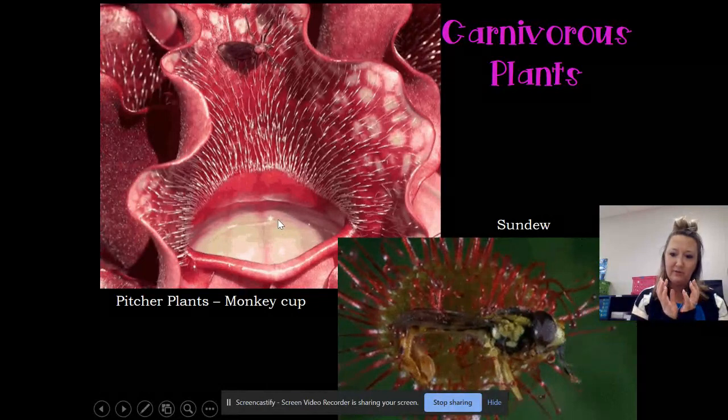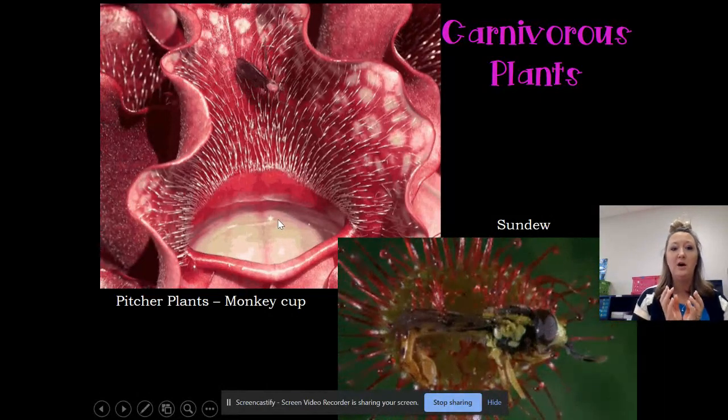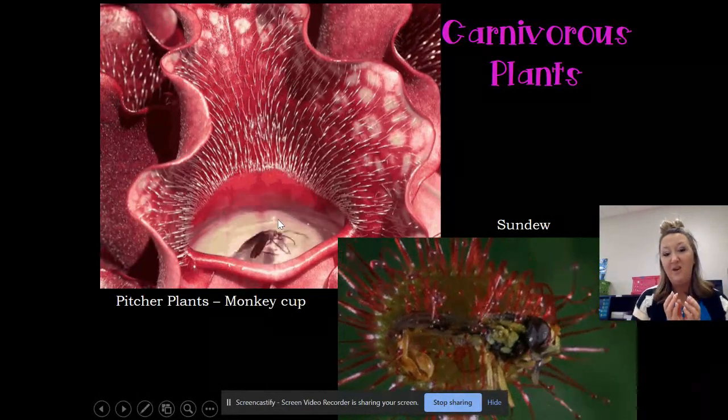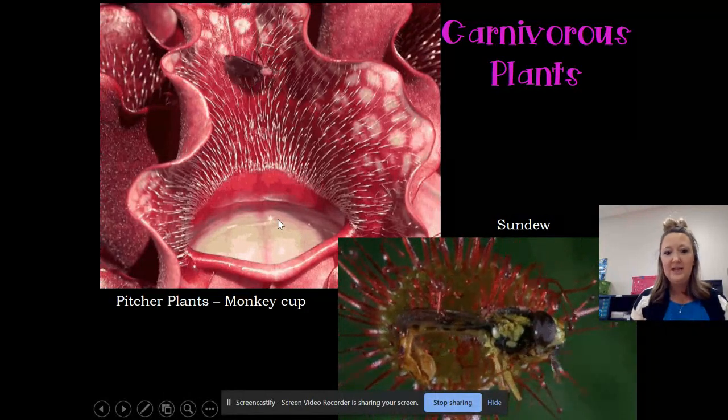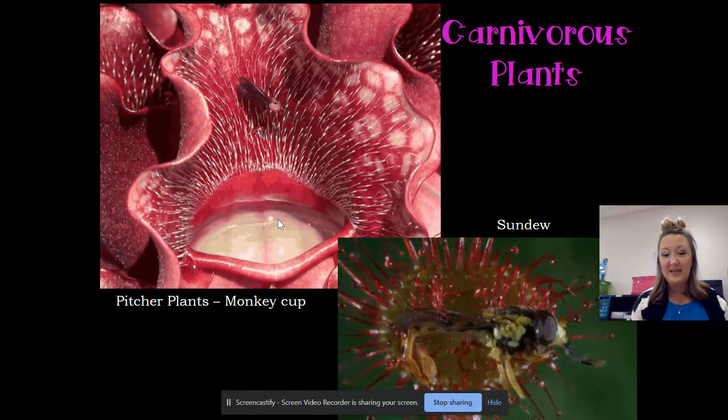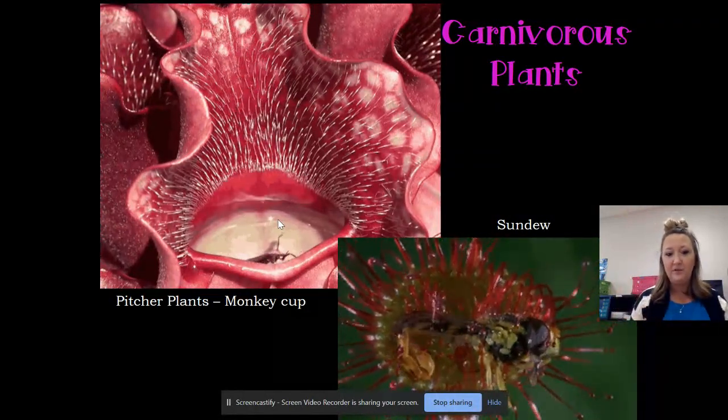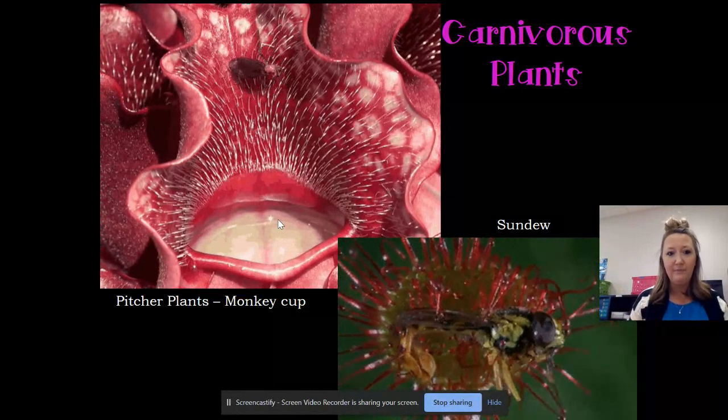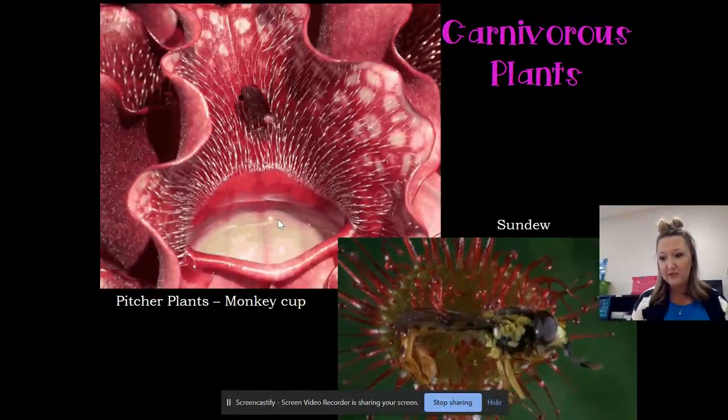They have a cup-shaped flower, and that flower holds water that smells really yummy, but then insects fall into the water and they can't get out. And that water has some enzymes in it that help break down those insects and small animals and absorb nutrients from those.